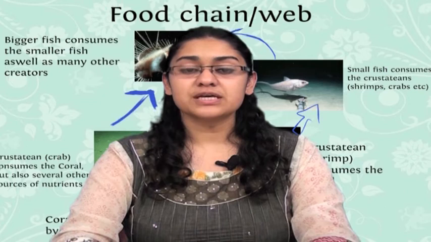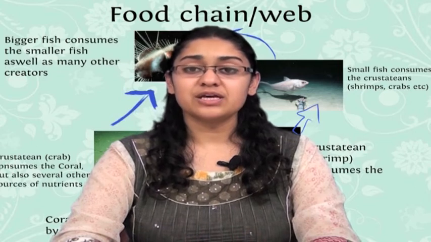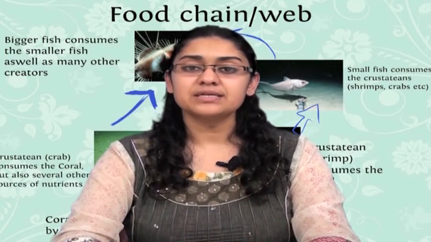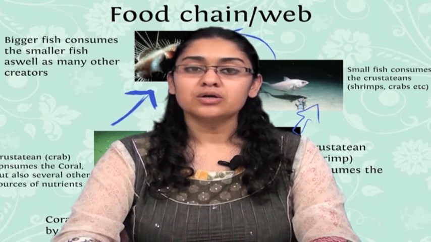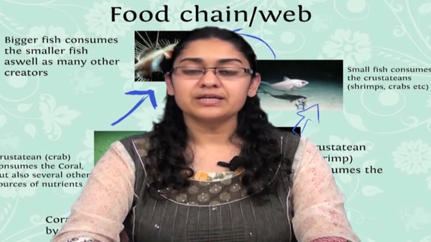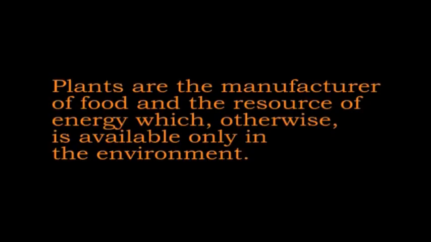Plants form the first stage of the food chain. They are the only components that are able to convert the energy available in the environment into consumable and transferable form. No animal can perform the feat of preparing its own food. Plants are the manufacturer of food and the resources of energy, which otherwise is available only in the environment.